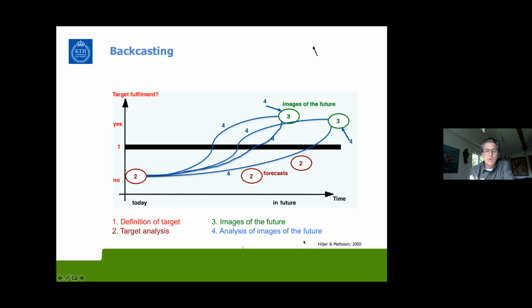And that is the fourth part of backcasting, that you're actually analyzing the images of the future, both in terms of internal tensions. For instance, there could be other targets that are not fulfilled in those. There could be welfare targets, or connected health or economic problems that you have developed in those images when you try to achieve something else on an environmental target. And then you could also start looking at the path towards those images of the future.